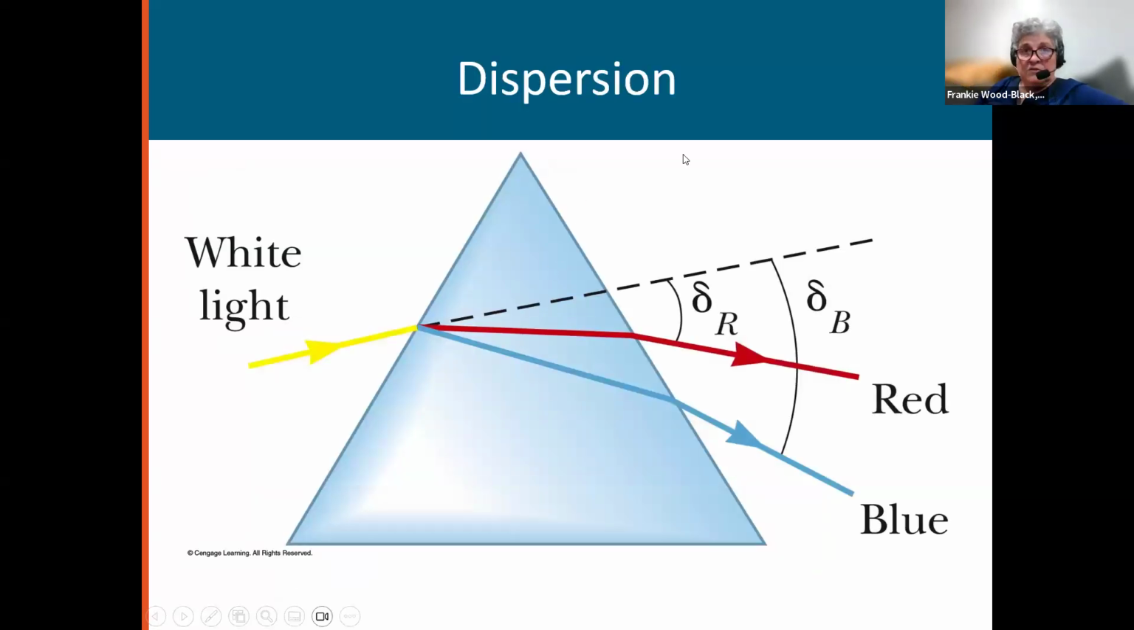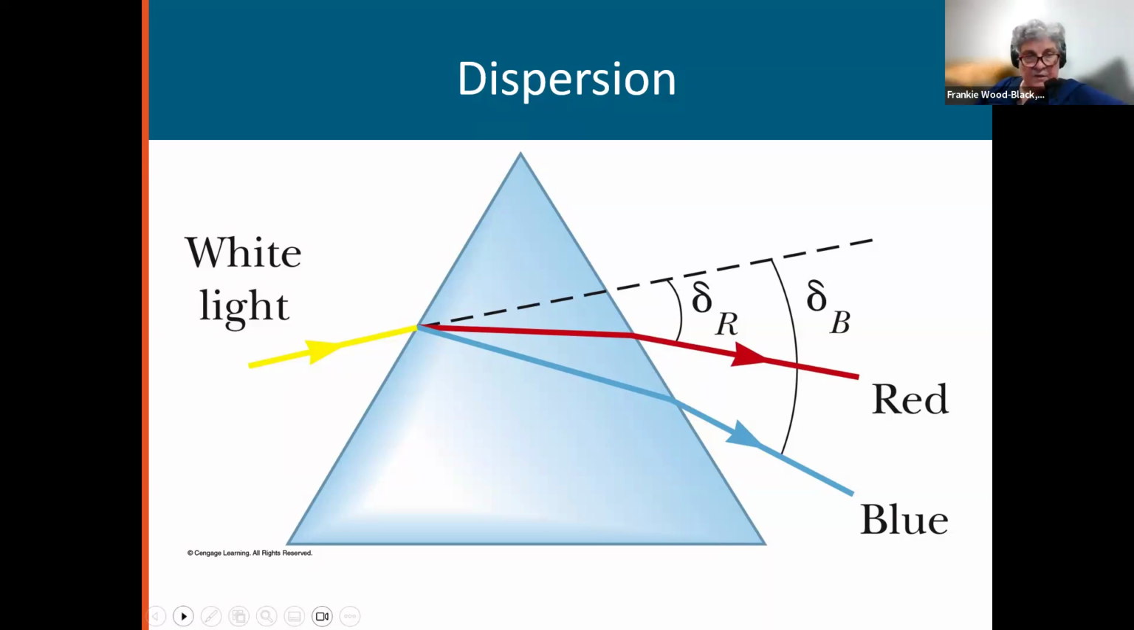We did talk about dispersion and how the different colors are going to be affected by the medium differently. And that's why if I have white light coming into a prism, I'm going to get that spread of the light, and that spread is going to allow me to form my rainbow. So that's where that is coming from.